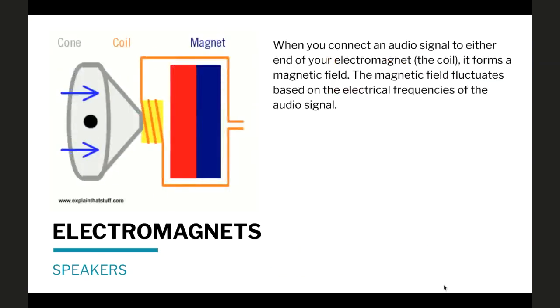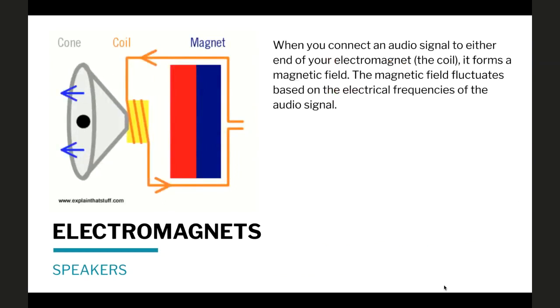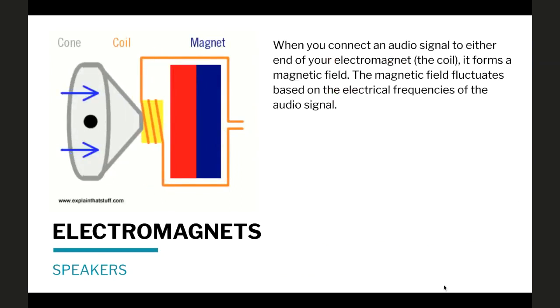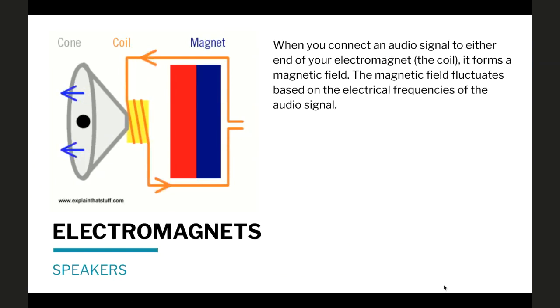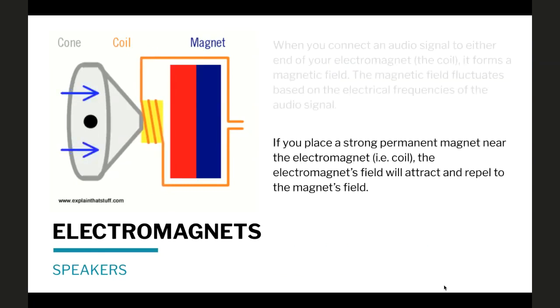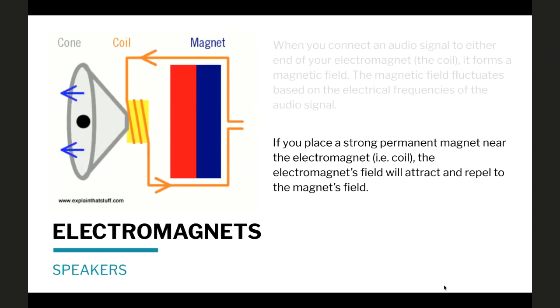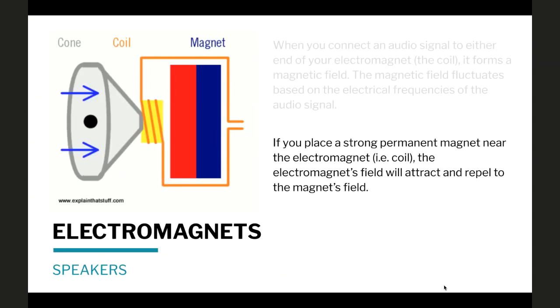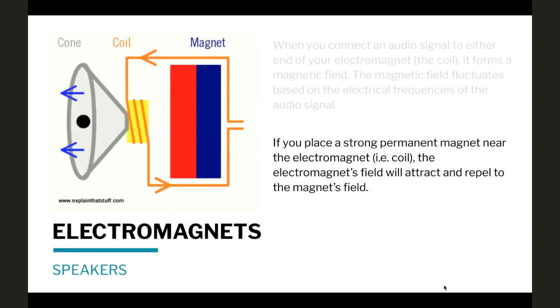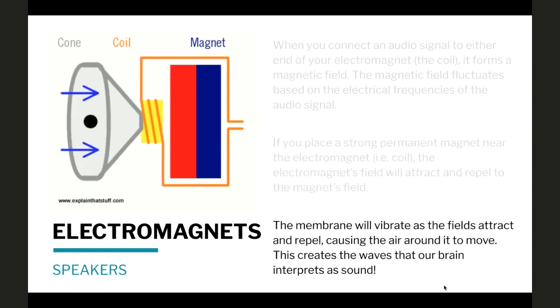So the way this translates to speakers is that you have a stable magnet, and we all know a magnet has magnetic fields, positive and negative. As you turn this electromagnet on and off with different audio signals, that changes the polarity of the field, and then that reacts to the stable magnet, either attracting or repelling, moving back and forth. So it makes this cone or membrane move back and forth, causing the air around it to vibrate. And again, that's what our brains interpret as sound.